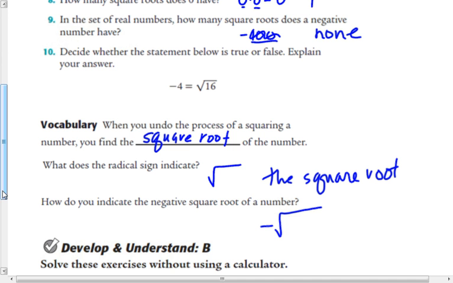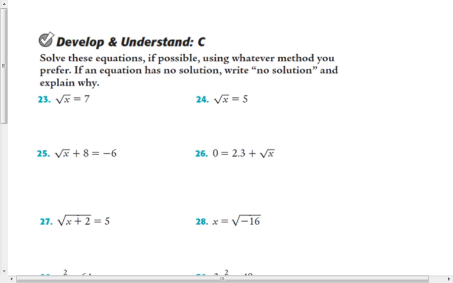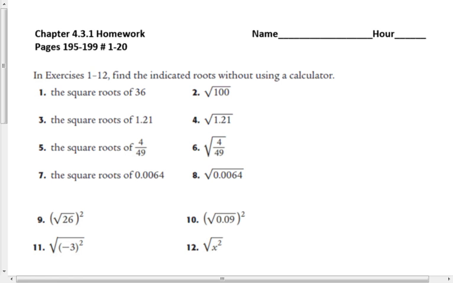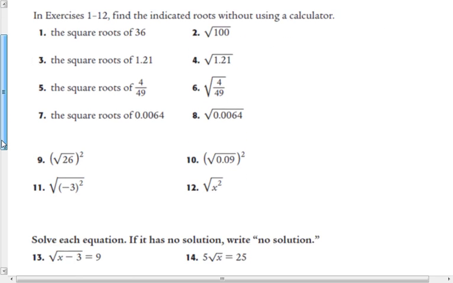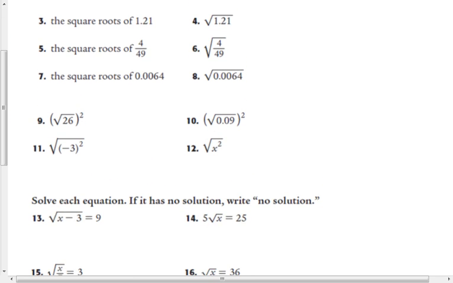Okay, I'm going to skip to numbers. We're going to go to number 9 on page 6 right now. That's right here. Okay. I want to look at a couple things here. Number 9 says the square root of 26 squared. And you can go ahead and try this on your calculator, the square root of 26 squared, and I'll show you how to do that.